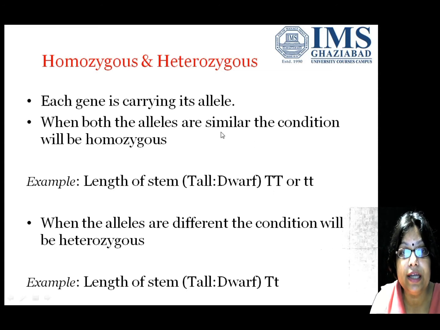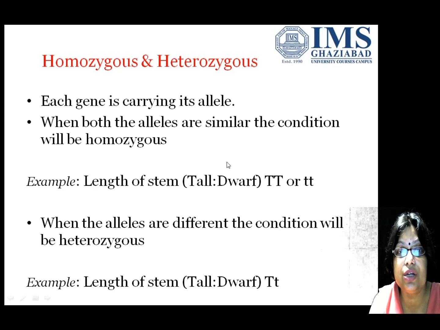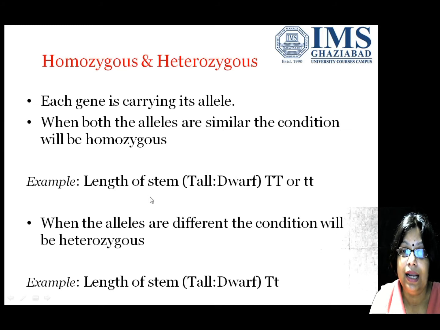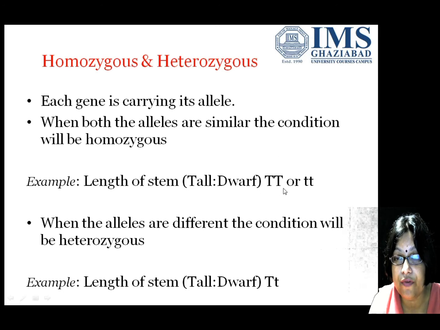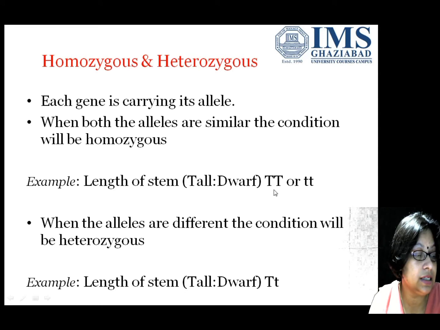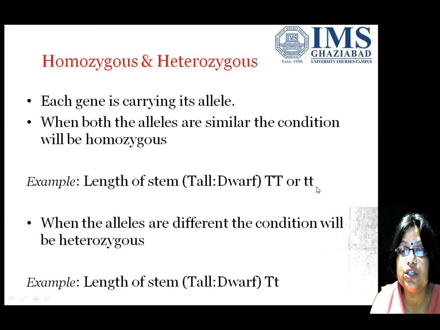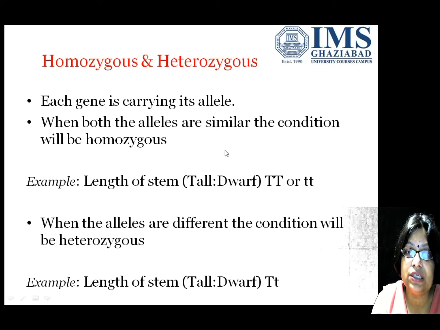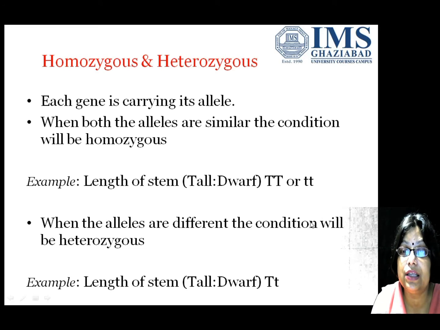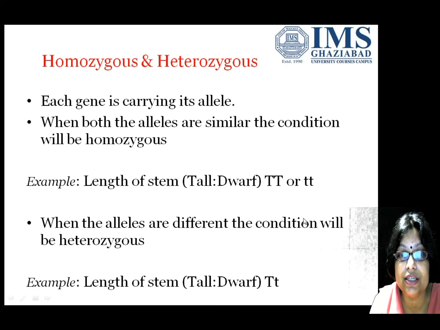Now, the point is, when both the alleles are similar, the condition will be homozygous. Like length of the stem, tall and dwarf. If both the alleles, you can find out here capital T or small t, both the alleles are similar. So this condition is called the homozygous condition, or you can say the alleles are present in the homozygous state, both the alleles are similar.